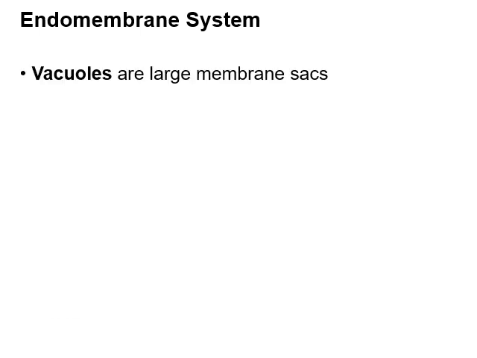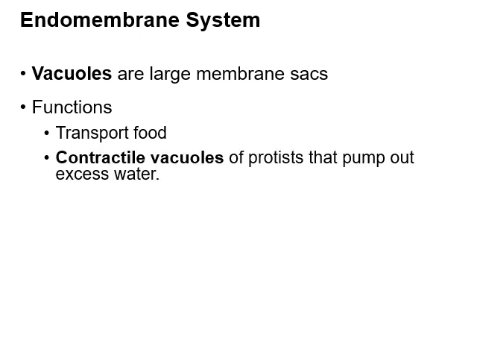Okay, a vacuole is another part of the endomembrane system. And so these are large sacs of membrane. And they function in a few different ways. So they can be used as food vacuoles, like we just discussed in the last slide. They can move food around the cell of an animal. In the case of what's known as a protist, which you'll learn about a little bit later on, protists are very simple types of eukaryotes.